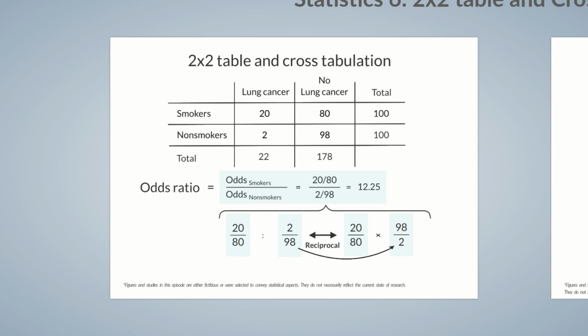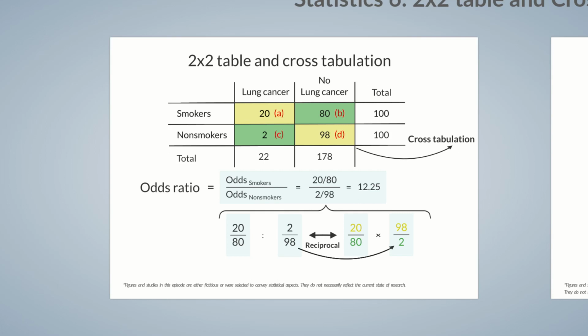Let's highlight this in the table. We multiply 20 by 98 and divide it by the product of 80 and 2. As you can see, you can also calculate the odds ratio by multiplying the opposite values with one another, followed by dividing them. So you're calculating in a crosswise manner, which is why it's also called cross-tabulation. In short, cross-tab. Through cross-tabulation, we end up getting the same result, namely an odds ratio of 12.25.